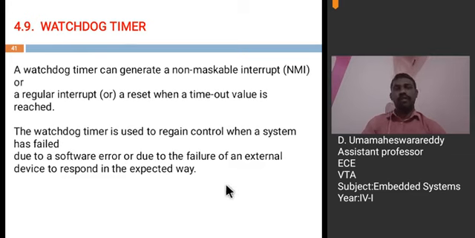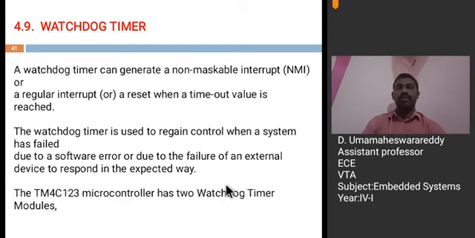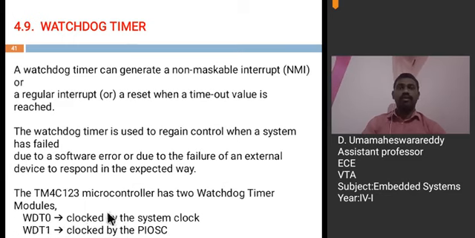And next, coming to the TM4C123 microcontroller, it is having two watchdog timer modules. How many modules are there? It is having two watchdog timer modules, watchdog timer 0 and watchdog timer 1. This watchdog timer 0 is clocked, that means the clock signal is given by the system clock to watchdog timer 0, and watchdog timer 1 is clocked by the precision internal oscillator, which is present internally in the microcontroller.